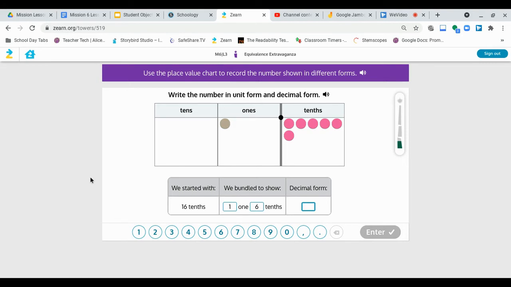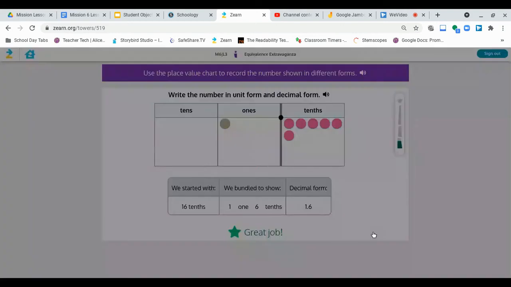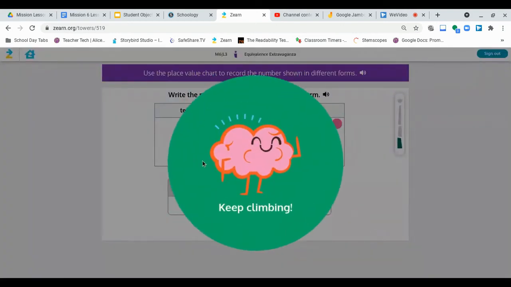Now we want to rewrite it in decimal form. So in decimal form, we're going to say we have 1 whole, decimal, 6 tenths. Just like that. 1 whole, decimal, 6 tenths. Great job. Thanks. Keep climbing.